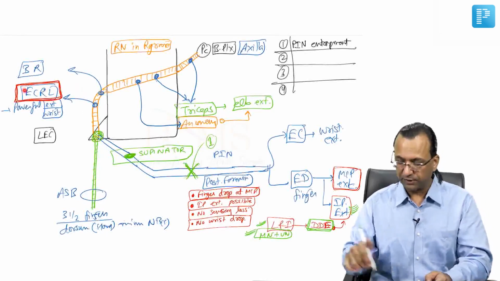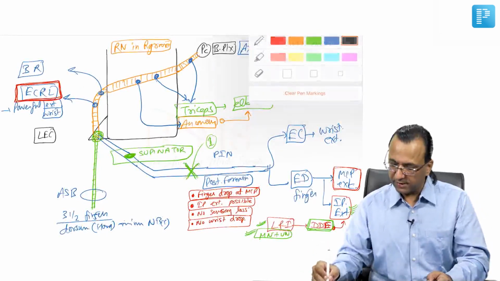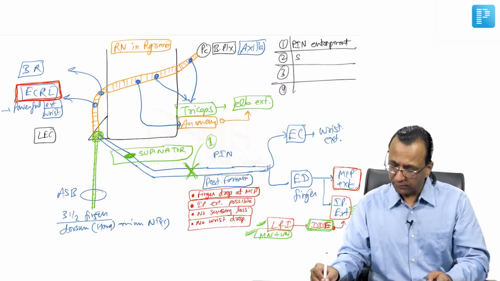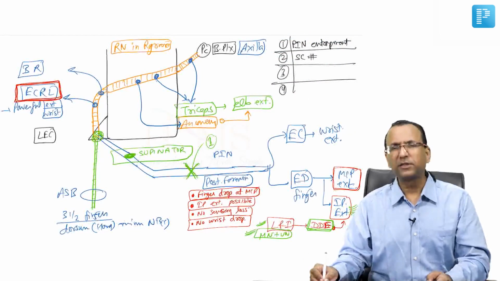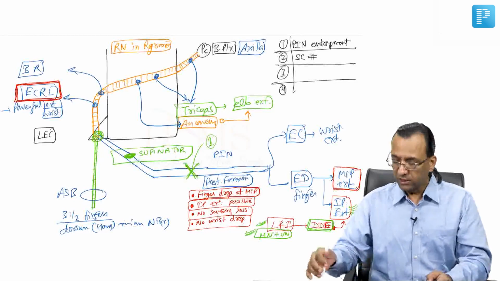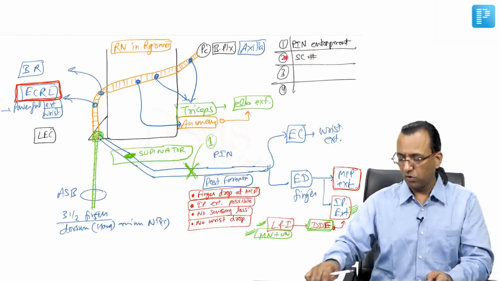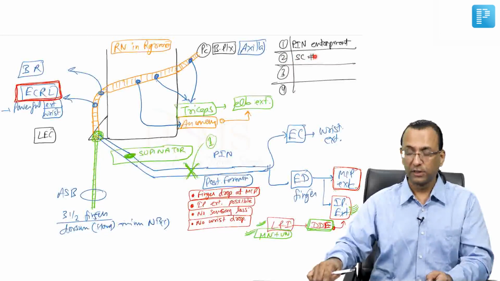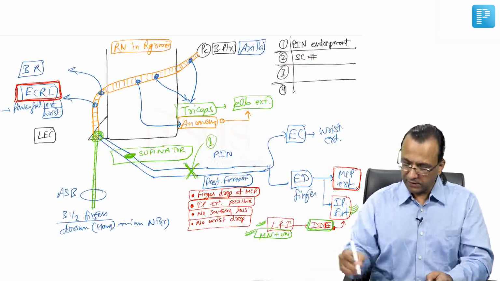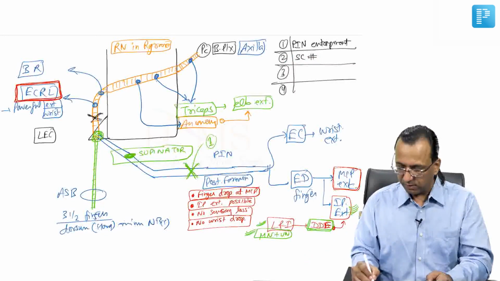Now I have a second patient. Patient number 2 is a supracondylar fracture, which can damage the radial nerve, though less often. Mostly it is the median nerve that is injured, but the radial nerve can also be injured in a supracondylar fracture. The level of injury is here. This is number 2, level of injury.